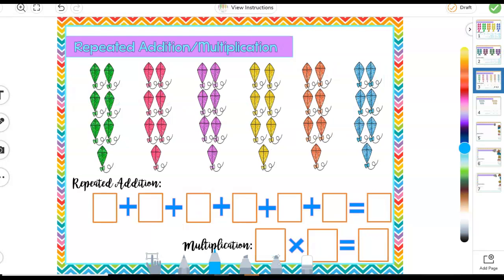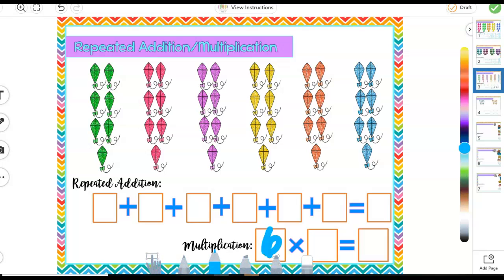Okay, 2 more. Repeated addition for the kites in the multiplication sentence for these kites. Let's look at the groups. How many groups do you see, Gregory? How many groups of kites? How many colors? 6 groups. 6 different colors, right?